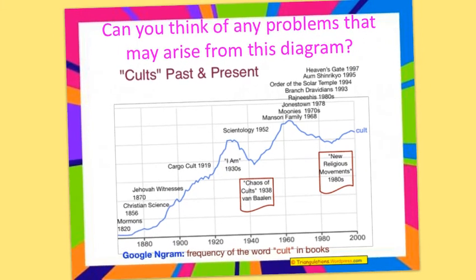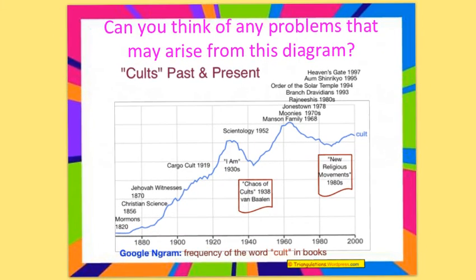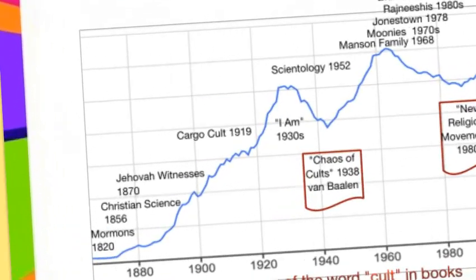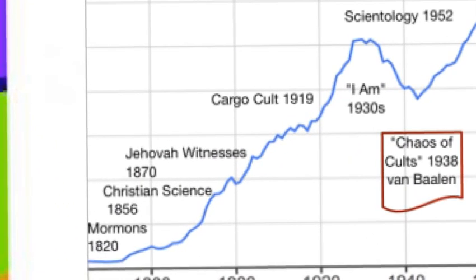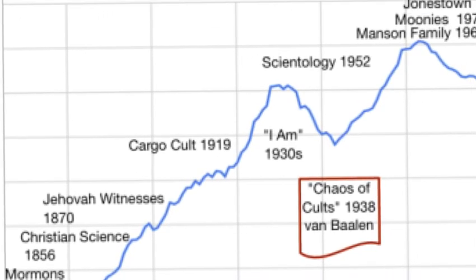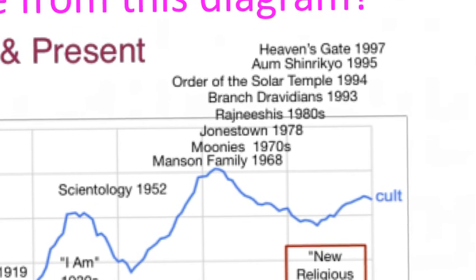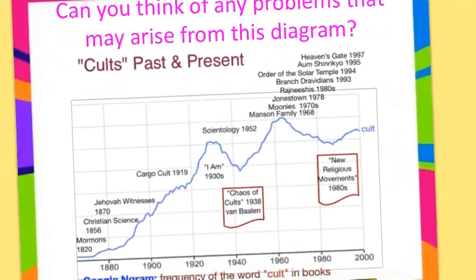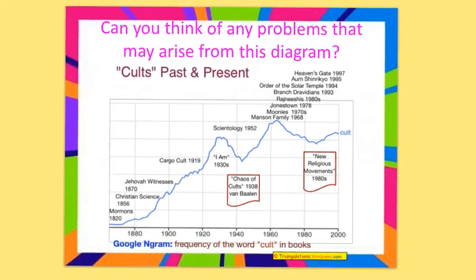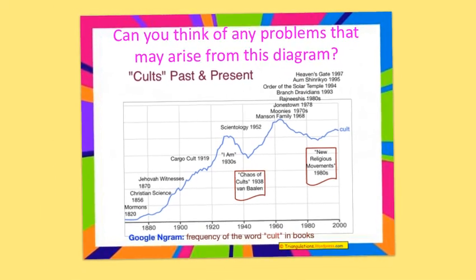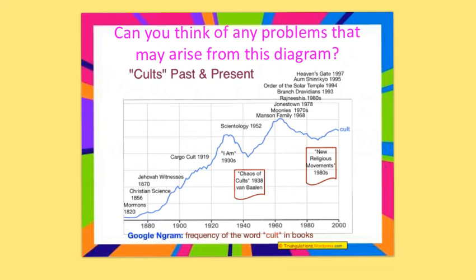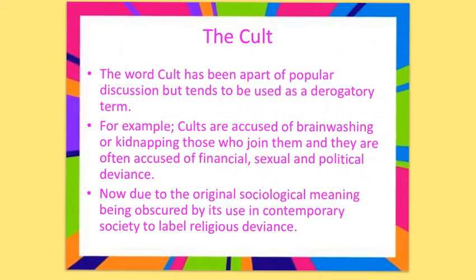Now, you can see with this line graph, in terms of new religious movements that have emerged and their frequency in terms of cults, that from 1820 cults really started to increase substantially, and they started to gather some pace here. Now, the problem with this is the word cult has become increasingly stigmatized, which means that, okay, can we call them all cults, or do we need to break it down further? The word cult has been a part of popular discussion, but tends to be used as a derogatory term, very negative in its sense.